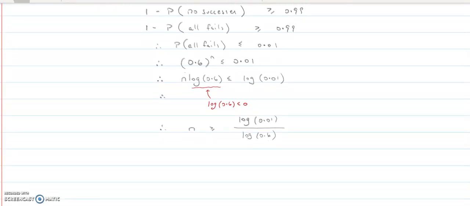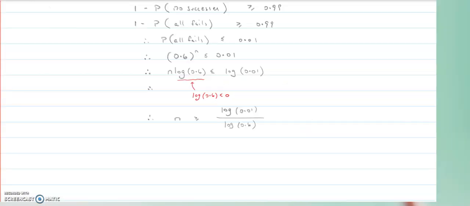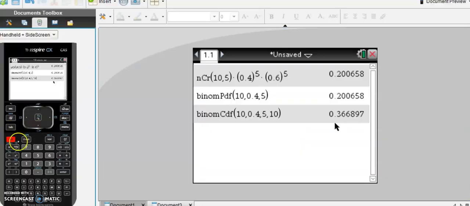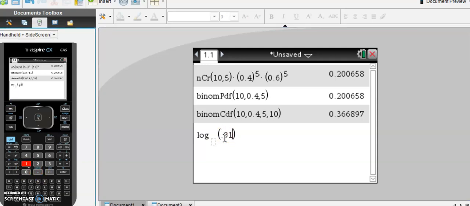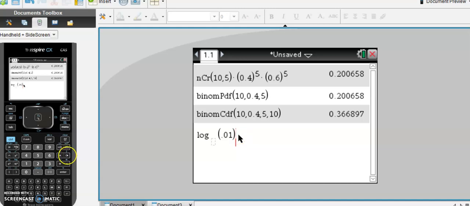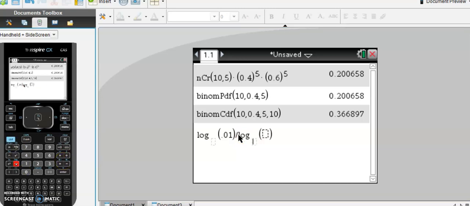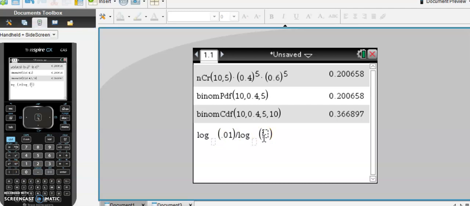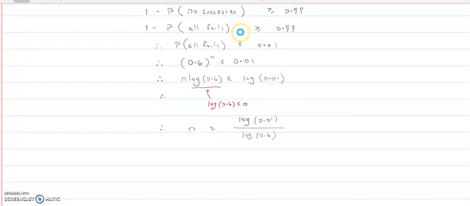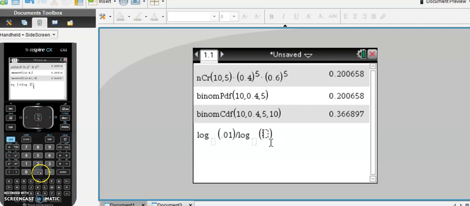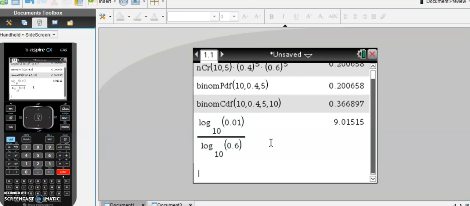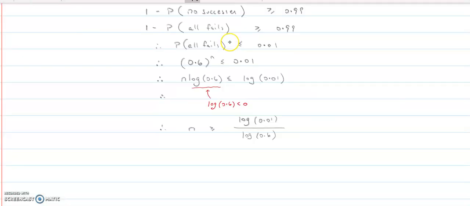Okay, let's put this in our calculators. Log of 0.01 divided by log of 0.6. Hit enter. I get 9.015. What do I do with that number? n has to be greater than or equal to 9.015.